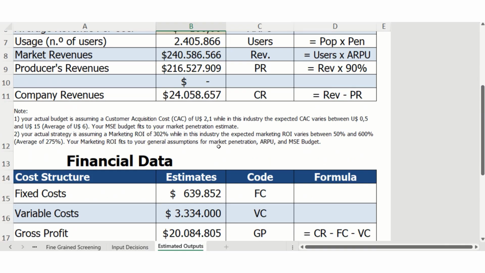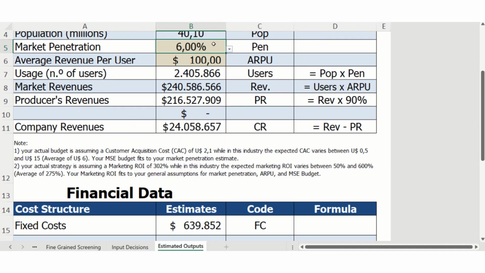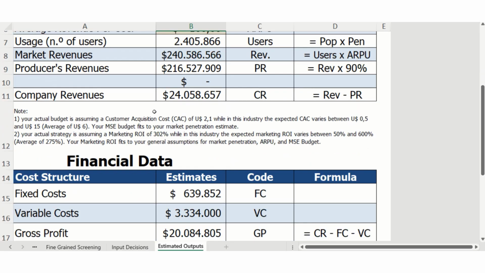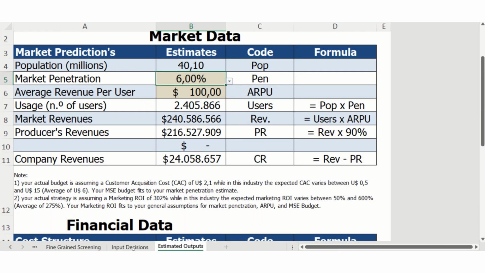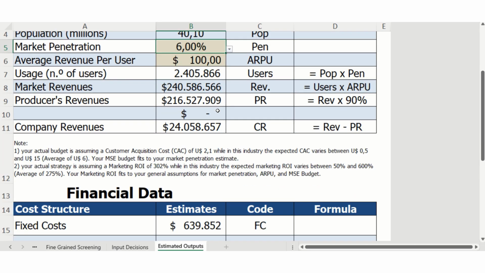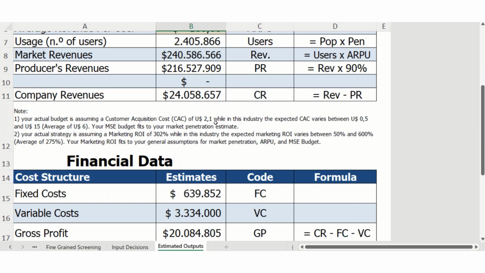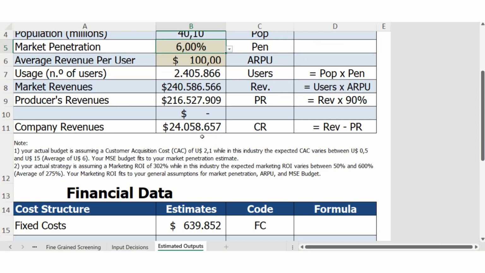One thing that can help you in defining if your budget and your assumption for market penetration is reasonable is to use the customer acquisition cost. The customer acquisition cost is basically your marketing budget. So I put here in the market budget 5 million. If I divide that by 2.4 million, then I'll have a customer acquisition cost of $2.1. In this industry, the average is between $0.5 and $15. So it means that might make sense.